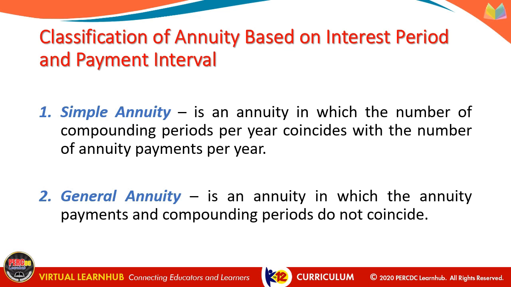Next, general annuity. General annuity is an annuity in which the annuity payments and compounding periods do not coincide. For example, the payments are done yearly, but the interest rate is compounded semi-annually. That is general annuity. Or another example, if the payments are done quarterly, but the interest rate being charged is compounded monthly, that is general annuity.